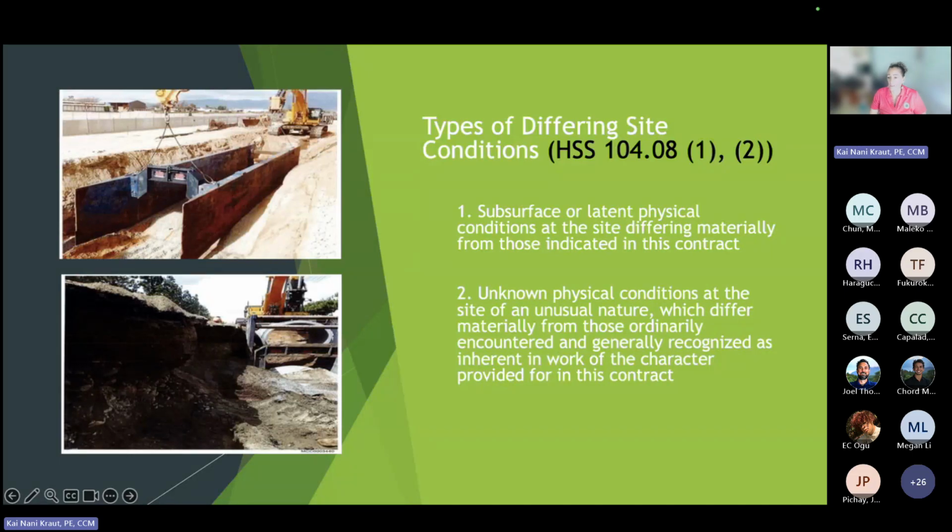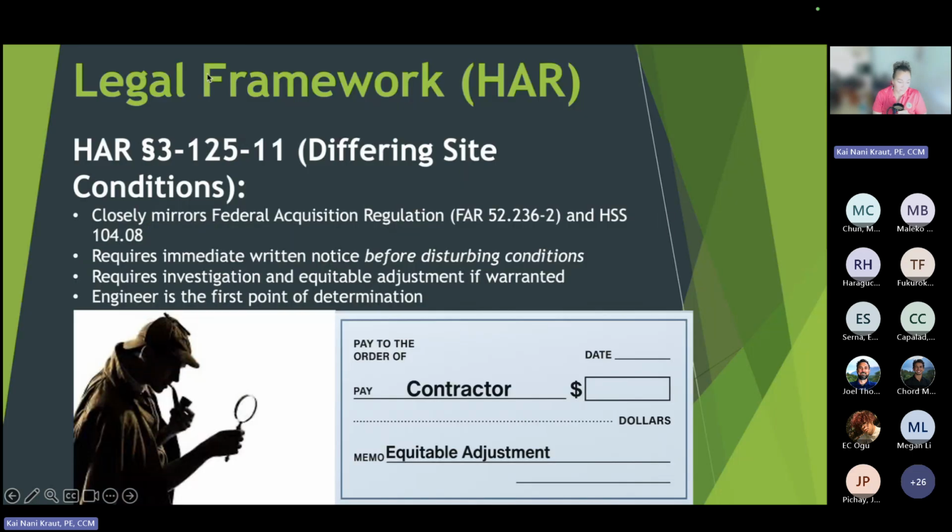So unknown physical conditions at the site of unusual nature, which again, differ materially. So what does materially mean? From those ordinarily encountered and generally recognized as inherent in work of the character provided for in this contract. So we'll talk a little bit about that stuff.